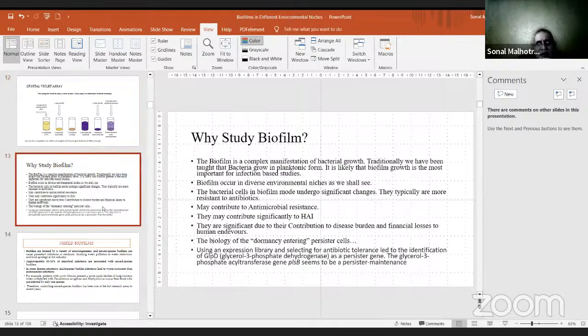And then why should we study biofilm? Well, as I discussed earlier briefly in the introduction, biofilms are associated with HAIs, as we will see subsequently. So they occur in diverse environmental niches.